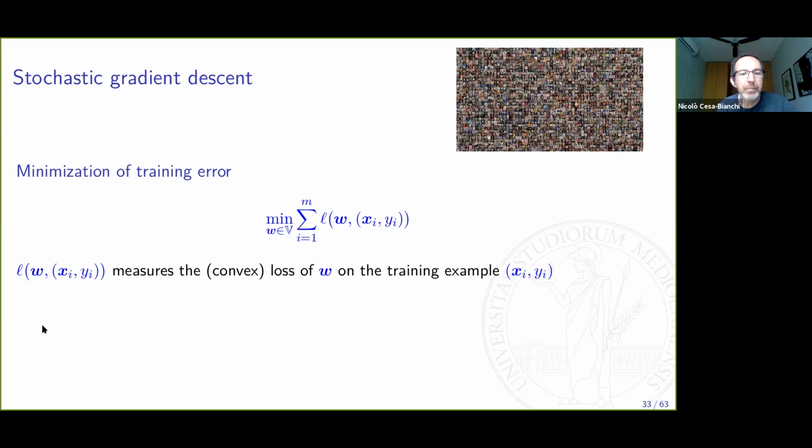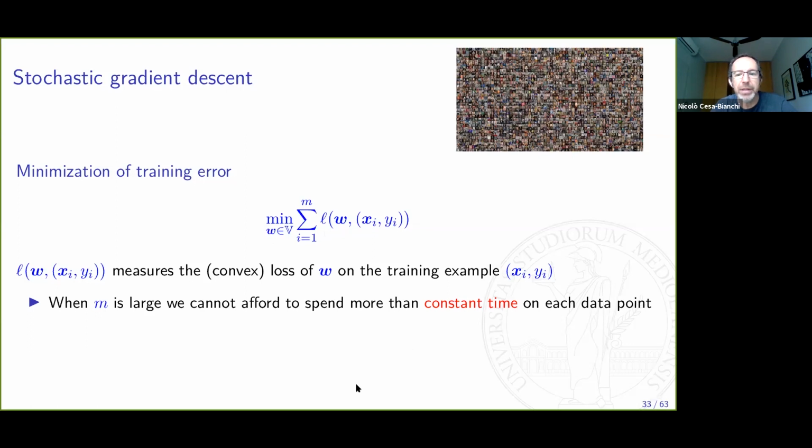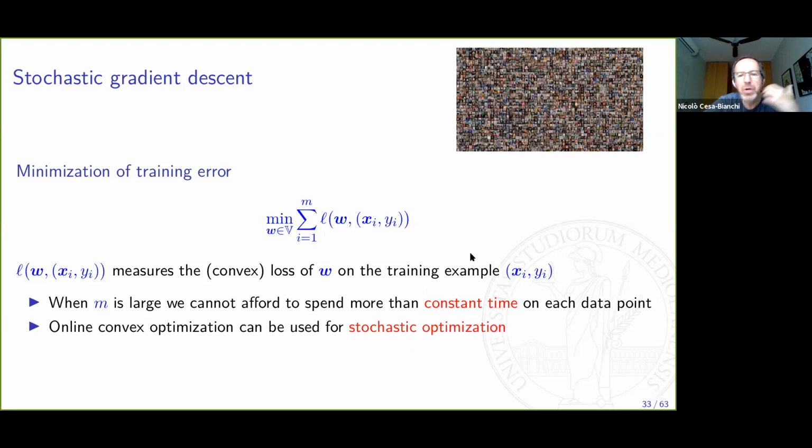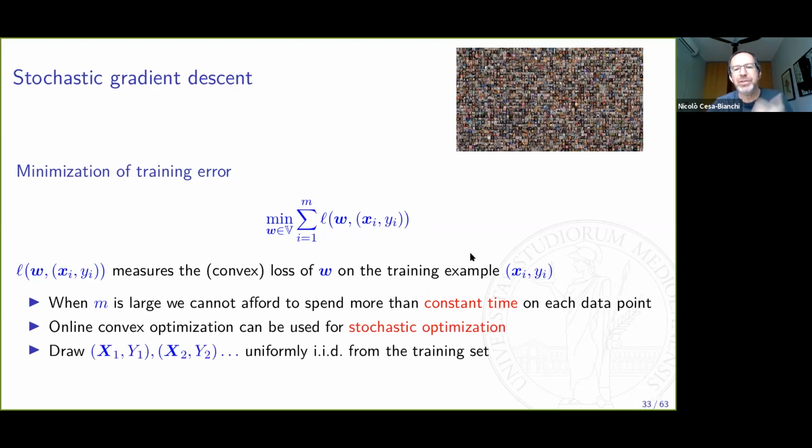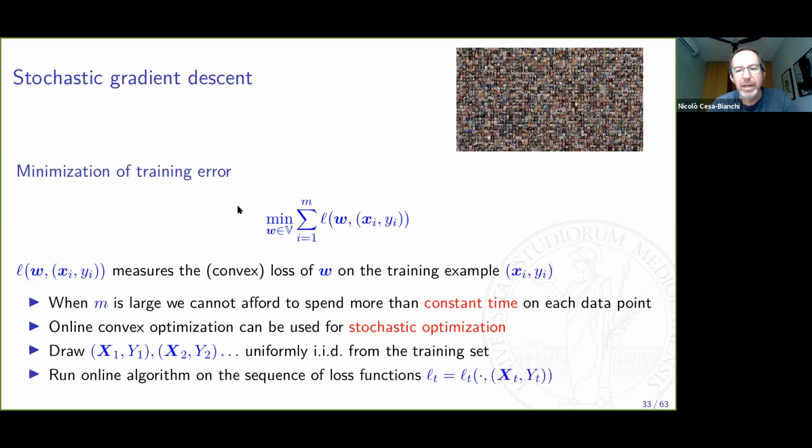The training set is so big that you can only spend a constant time on each data point. That's a perfect scenario for online learning. So you create a stream of convex losses just by sampling uniformly from the training set and constructing a convex loss function using the data point that you sample from the training set.